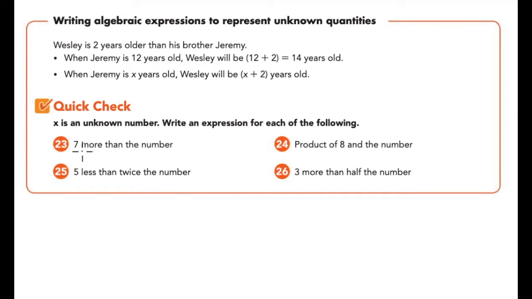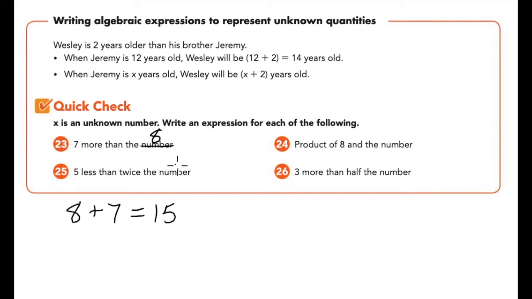Before we get into the algebraic expression, I'm going to take 23 and use an example as a numerical expression. Let's say we had 7 more than 8. Well, we started with 8, and we add 7 to that because we have 7 more than that. 8 plus 7 gives us 15.